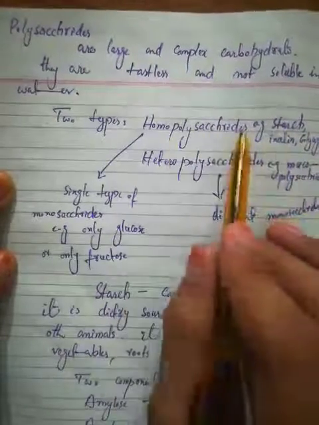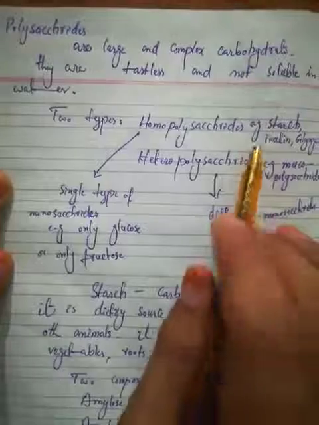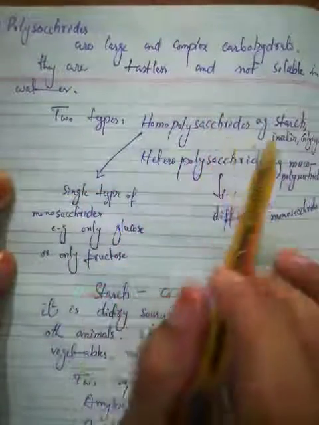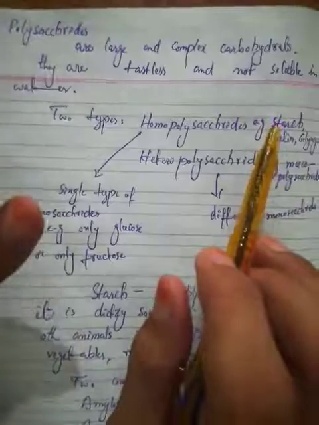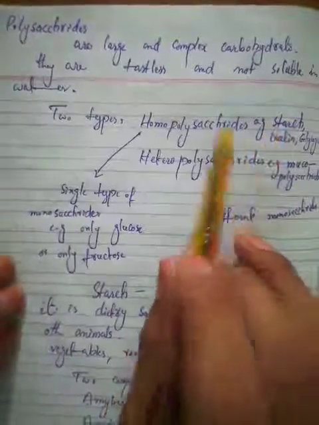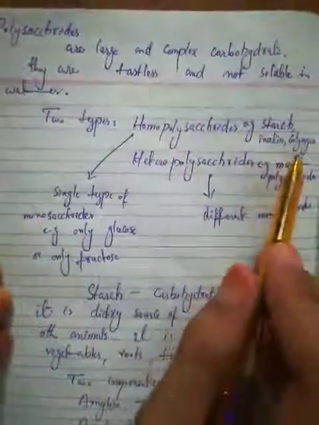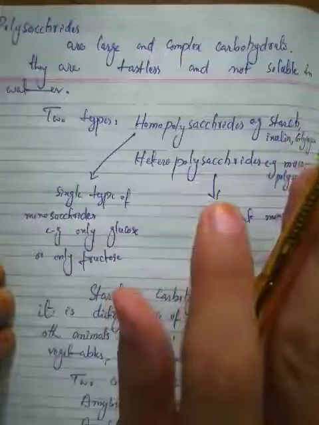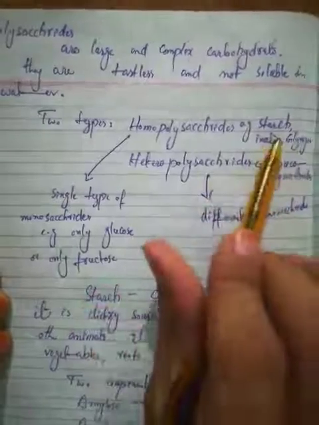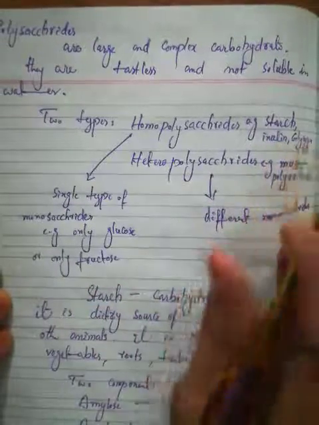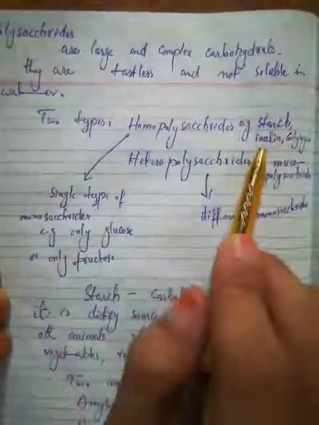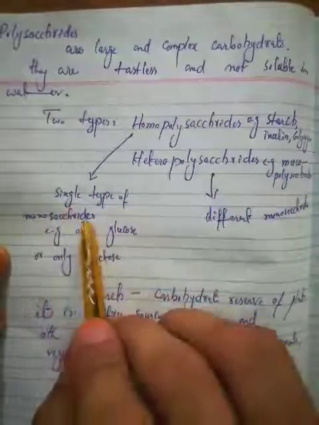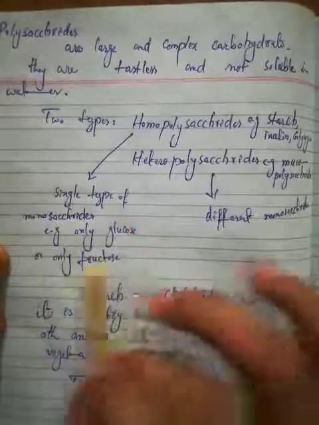Starch is a homopolysaccharide because starch is composed of only glucose. No other monosaccharide, only glucose. Our glycogen is also composed of only glucose, no other monosaccharide. And inulin is composed of only fructose. It is a polymer of fructose. So homopolysaccharides are those which are composed of a single type of monosaccharide. For example, only glucose or only fructose.